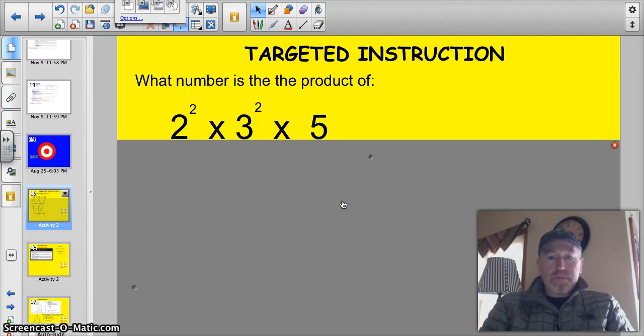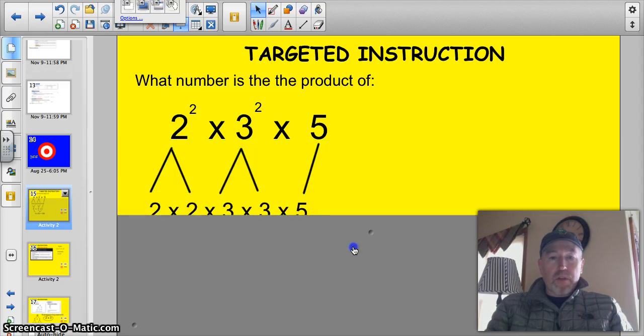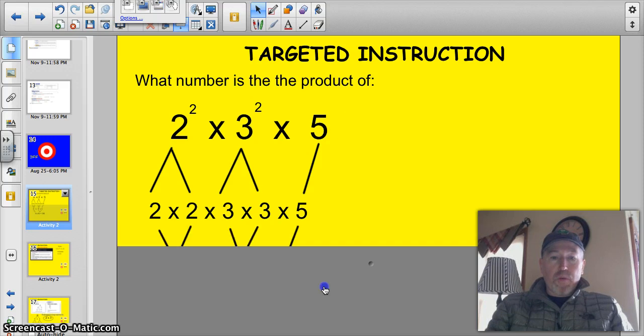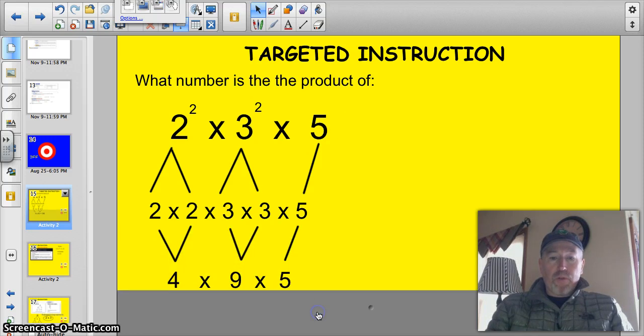All right, a little inquiry question to start off with. What number is the product of 2 squared times 3 squared times 5? Stop and pause it and let you think for a minute. All right, well, let's break it down and see if we can figure out what it means. Well, 2 squared is really 2 times 2, and 3 squared is 3 times 3, and then times 5 is just times 5. So we could rewrite that as 4 times 9 times 5.